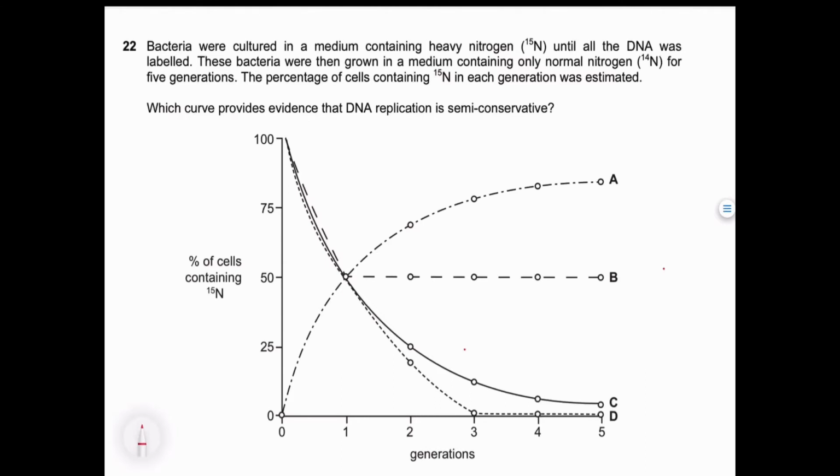This question is from AS topic 6, nucleic acid and protein synthesis. It's actually testing your knowledge on how Meselson and Stahl proved that DNA replicates semi-conservatively. The experiment usually starts with the parent generation of the bacteria, where they always grow the bacteria in a medium containing 15N nitrogen.